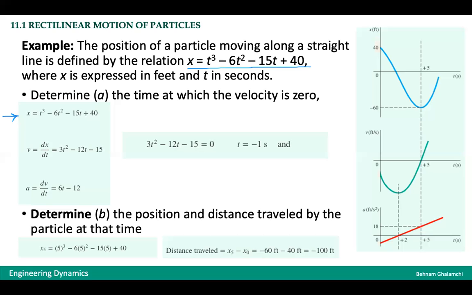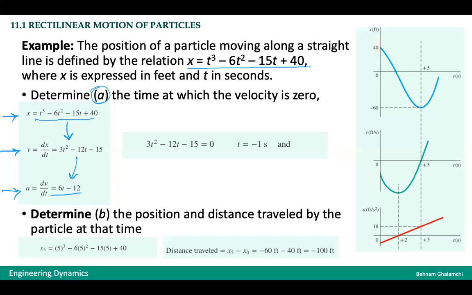The first thing that we can do is finding the velocity and acceleration. Velocity is the first derivative of the position. So if we just take a time derivative of this equation, for example, t^3 will be 3t^2. That is our velocity. And if we continue, take a second derivative, that will be our acceleration.